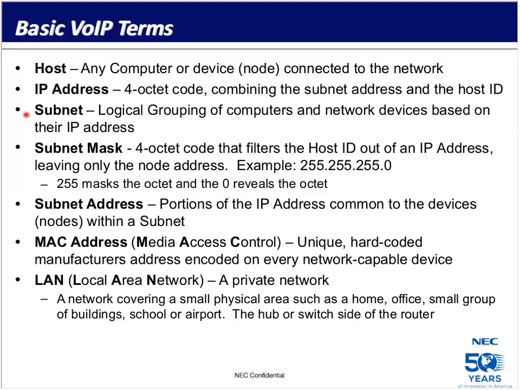Subnet is your logical grouping of computers or network devices based upon their IP addresses. Subnet mask is the 4-octet code that filters out the commonalities of the IP address. A common example is 255.255.255.0. The 255 masks out the octets that are common, and the 0 reveals the differentiator portion of the address. The subnet address is the portion of the IP address common to the devices within the subnet.